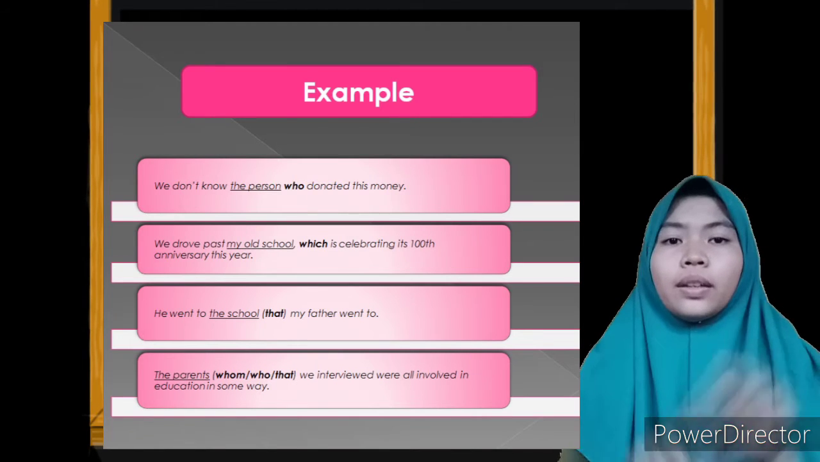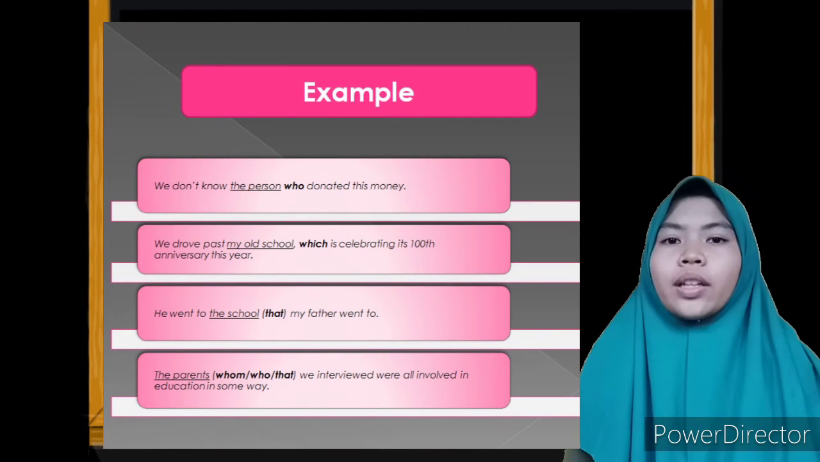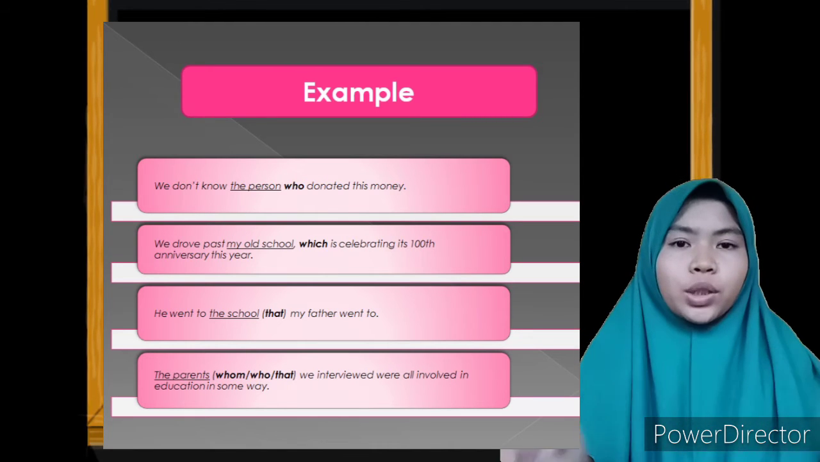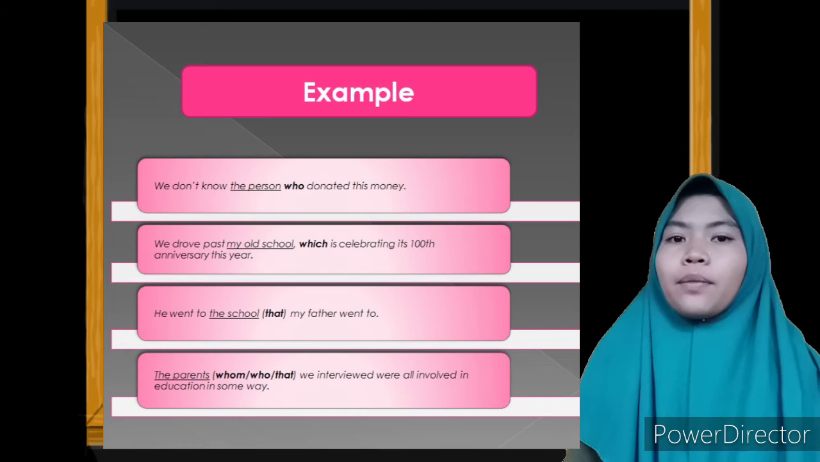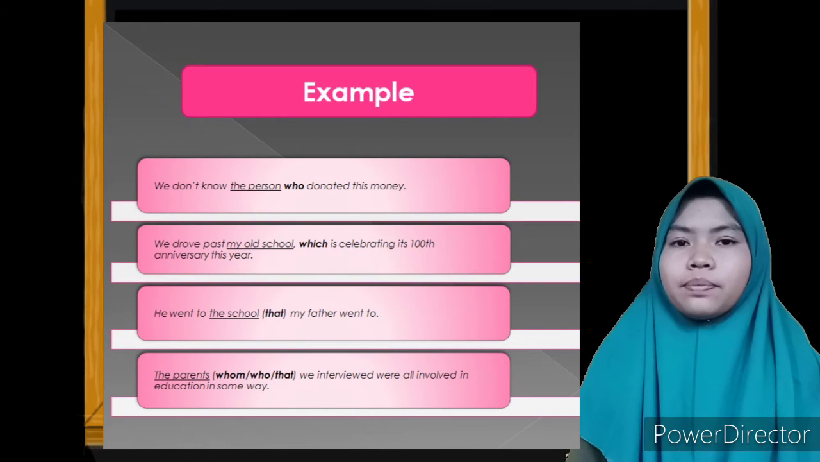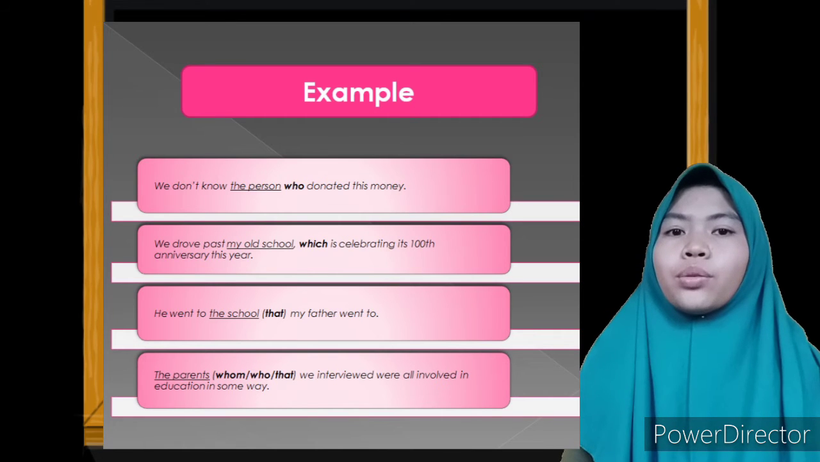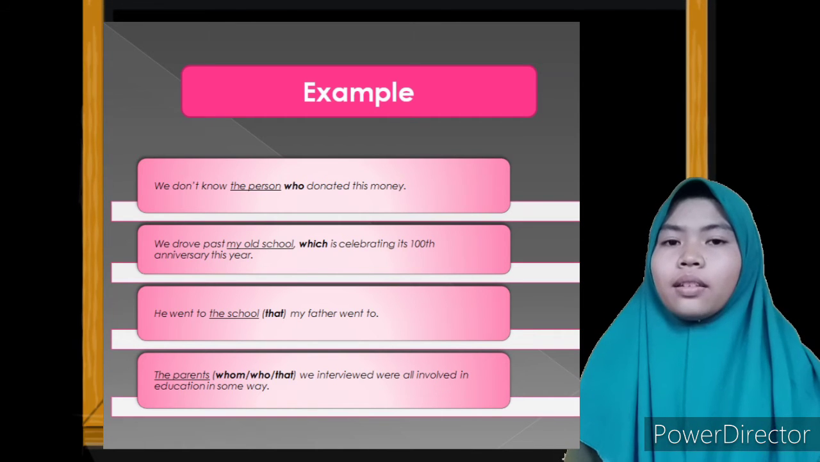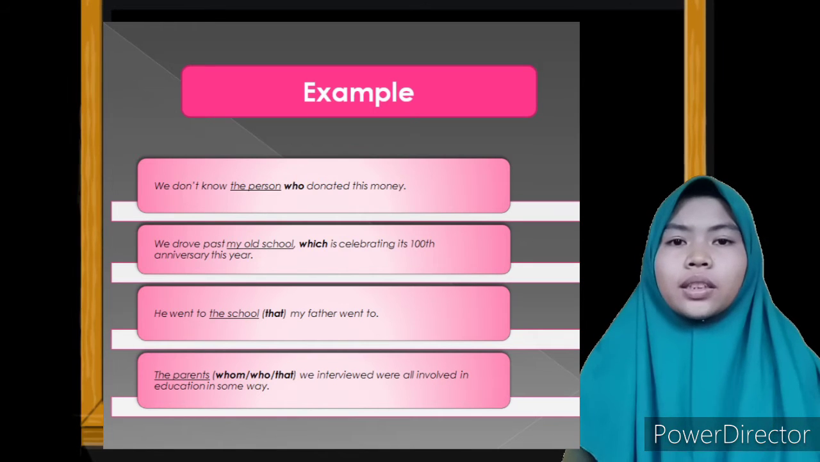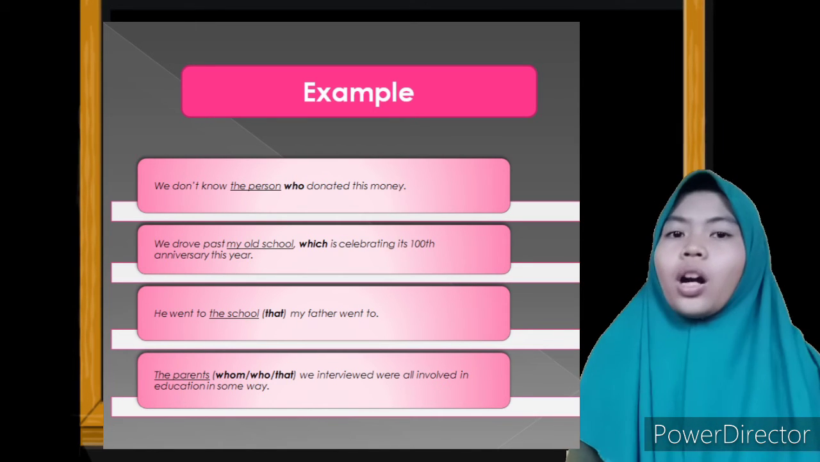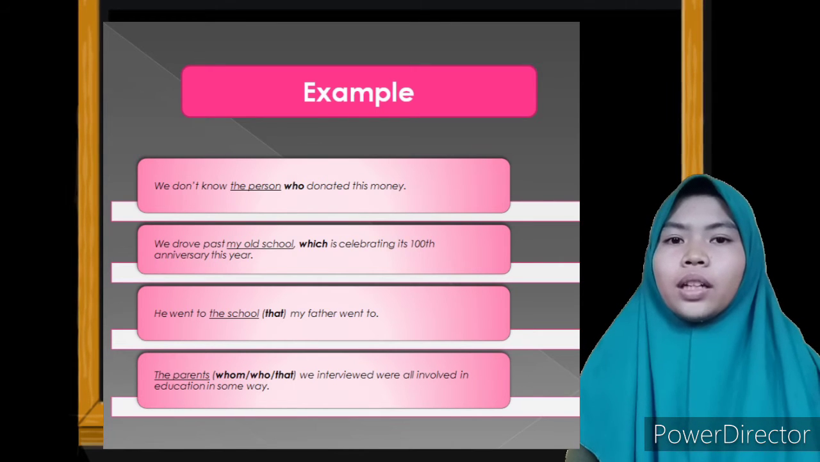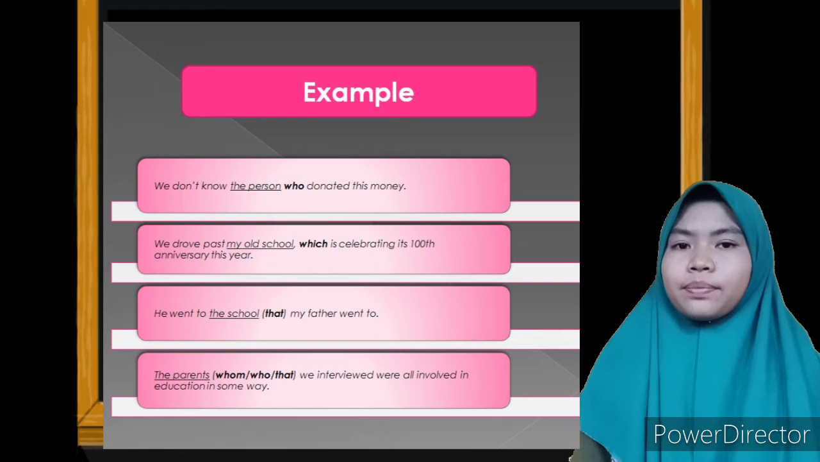We don't know the person who donated this money. We drove past my old school, which is celebrating its 100th anniversary this year. He went to the school that my father went to. The parents whom we interviewed were all involved in education in some way.